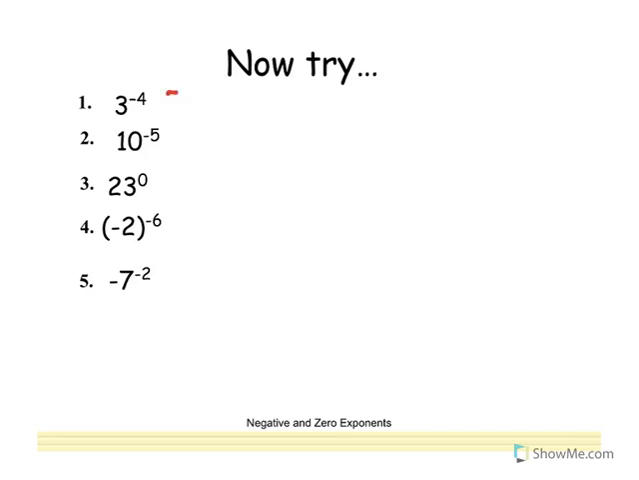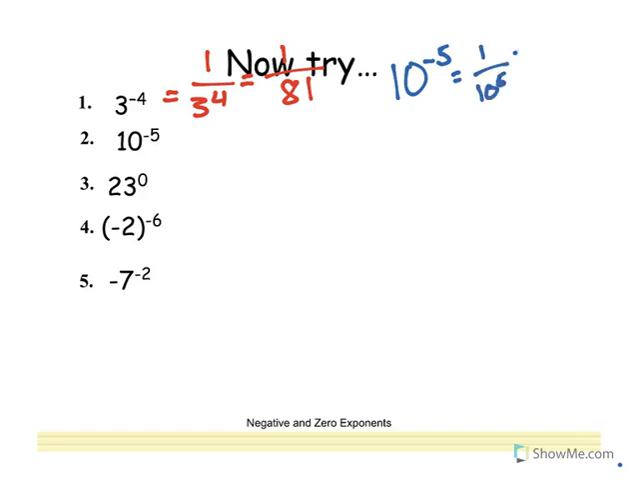So for the first one, 3 to the -4th is 1 divided by 3 to the 4th. 3 to the 4th is 3 times 3 times 3 times 3, which is 81. So we get 1 divided by 81. 10 to the -5th, I'll put over on the side here. 10 to the -5th should be 1 divided by 10 to the 5th.